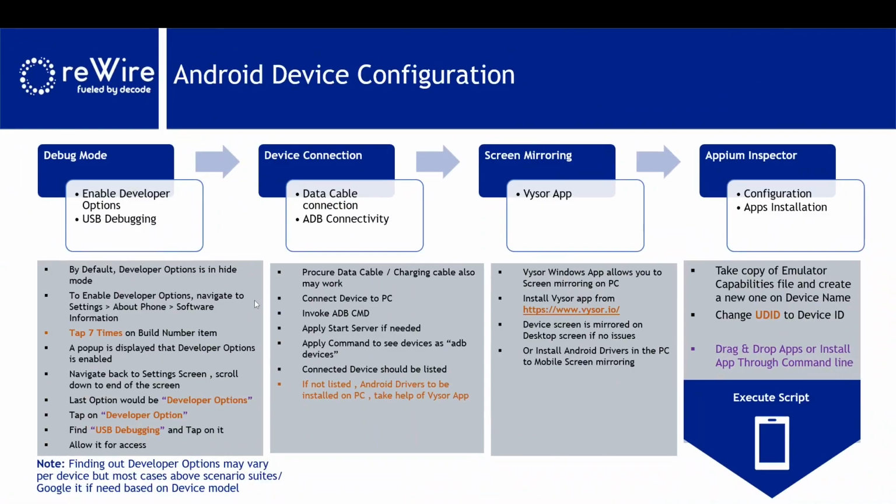I hope everyone understands the steps that are required for the device configuration. One, USB debugging is a must. The second is ADB connectivity, where the drivers need to be installed. And the fourth is, if needed, you may use the Vysor app for screen mirroring, or else you can directly jump onto Appium Inspector and do it. Okay.